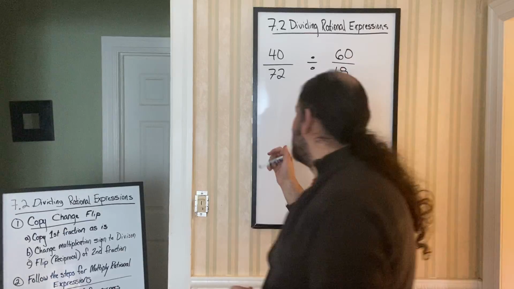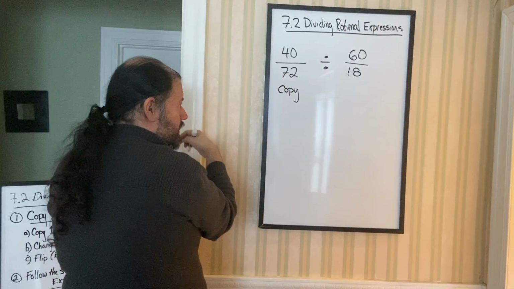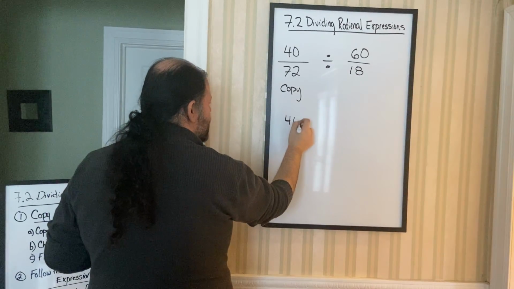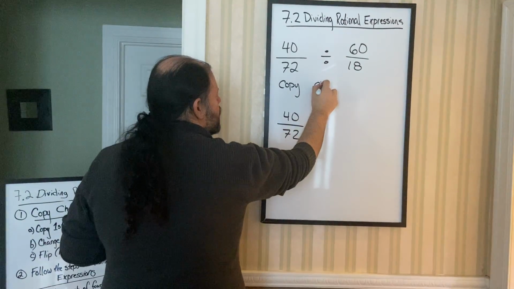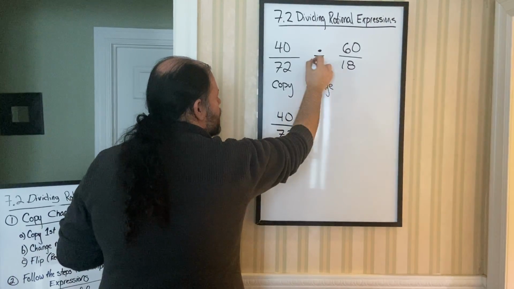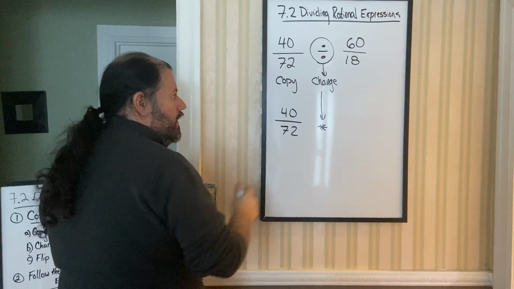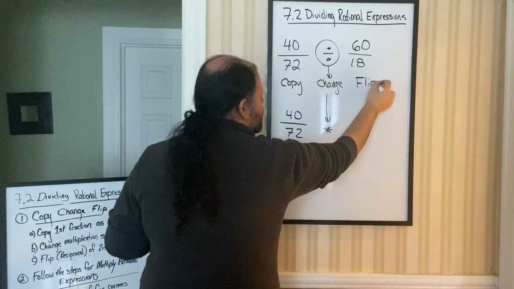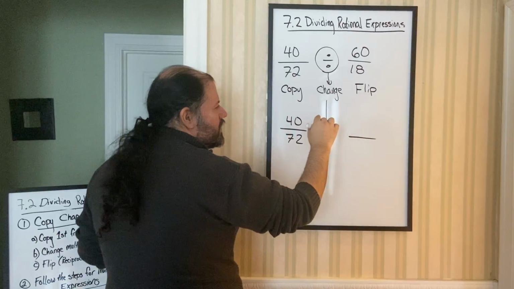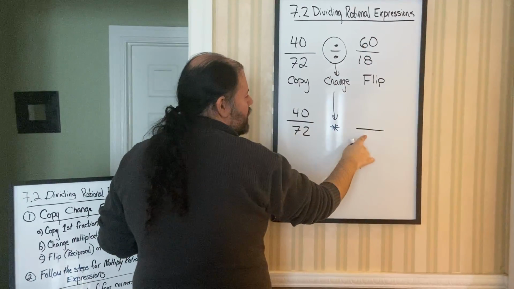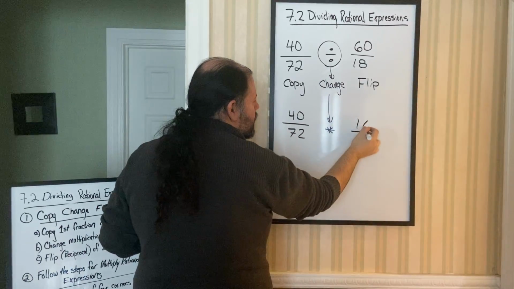So what does copy, change, flip mean? Well, copy just means take whatever the first fraction is and just rewrite it. You're not doing anything to it. Just copying it the way it was. Change means that we're no longer dealing with a division symbol. It's going to change to the multiplication symbol. And then flip, it's just a fancy way of saying reciprocal. Reciprocal means just flip the fraction upside down. What was on top needs to flip down to the bottom. What was at the bottom, the denominator, comes to the top, the numerator.